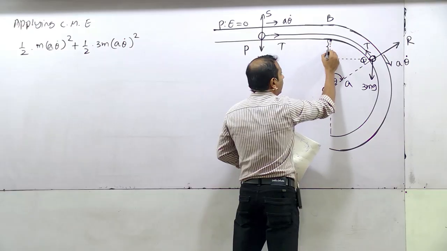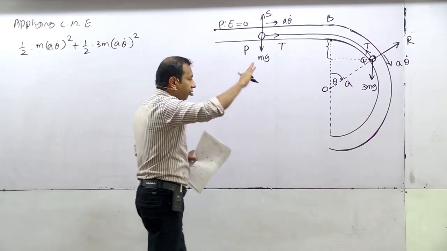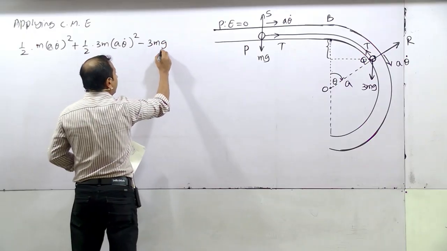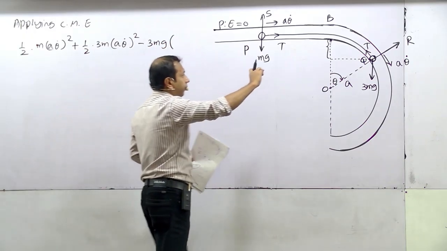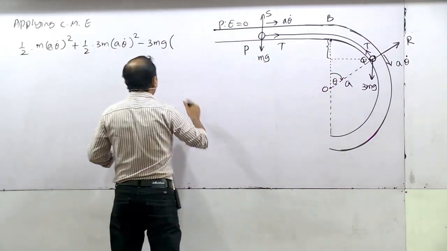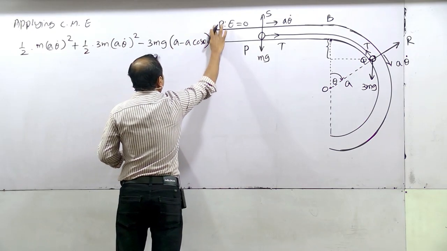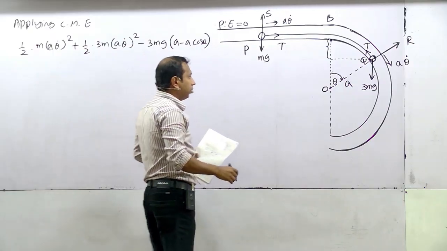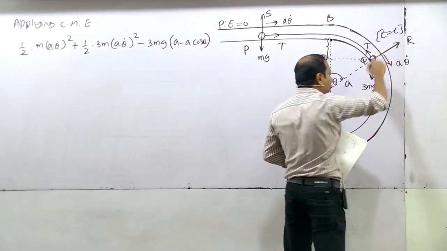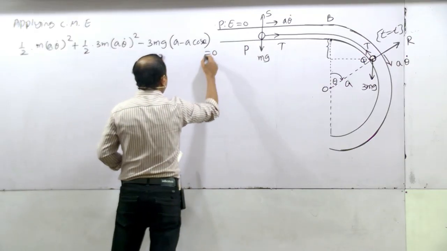Right, this length we need. Whole length is a, this is a cos theta. Since that lies below, we get 3mg times a minus a cos theta. This is the total energy at time t equals t. But initially, both didn't have any energy. This is therefore 0.